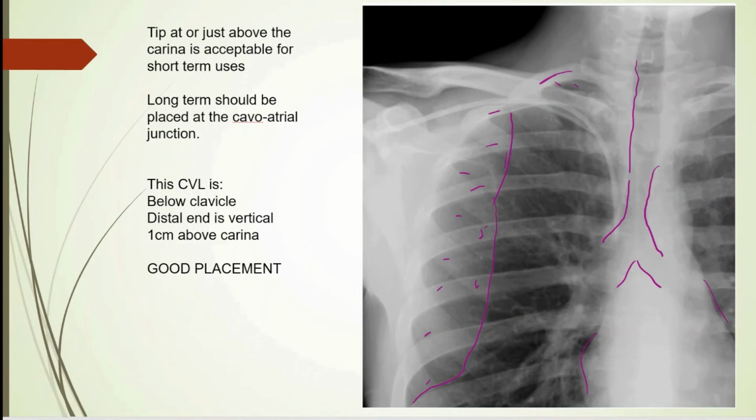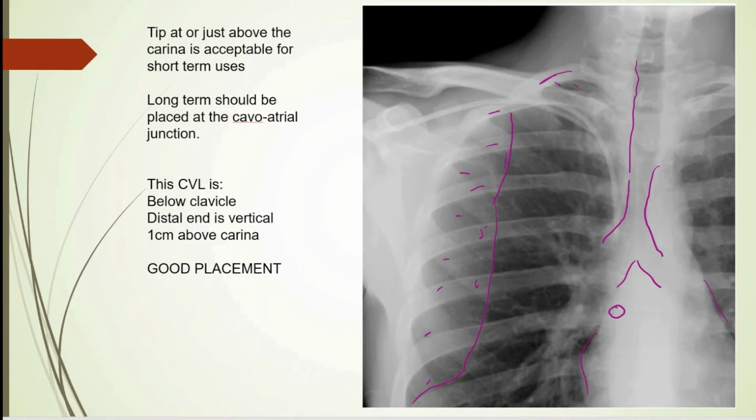Of course, we see the carina really well here. You want a CVL. If it's for short-term use, then just above this tip, just above or right at the carina is fine. If it's for longer-term use, you're going to want it down a little bit further, around the cavoatrial junction area. But I always place mine up here. If you're a general surgeon putting in a portacath or something, you'll want it down a little lower, but I tend to place mine for more short-term use, obviously. And so mine are always placed up here.